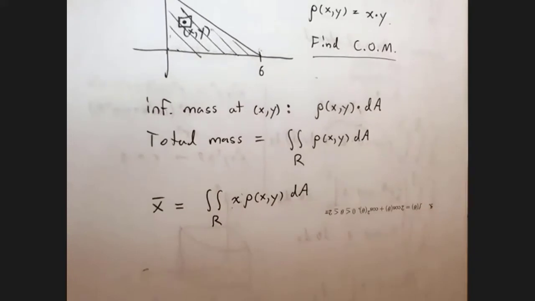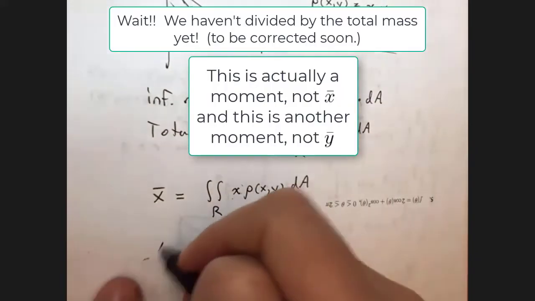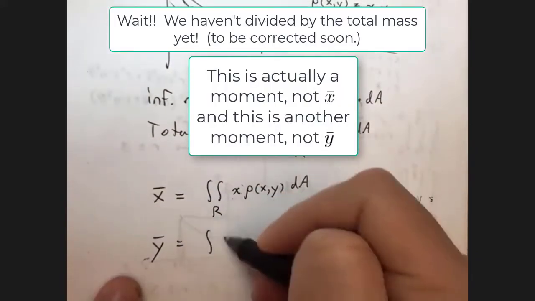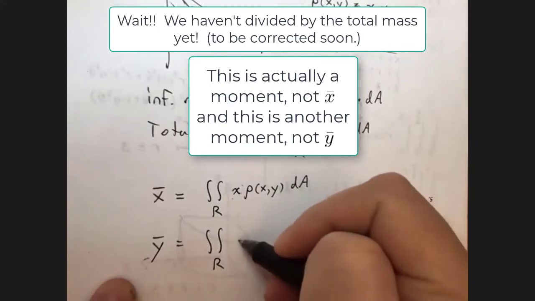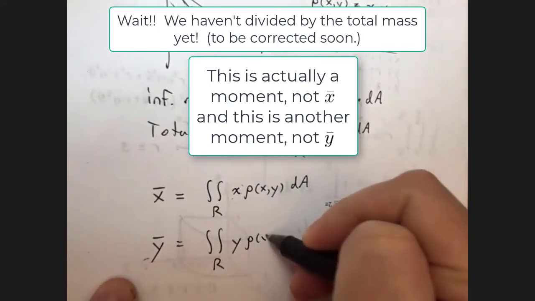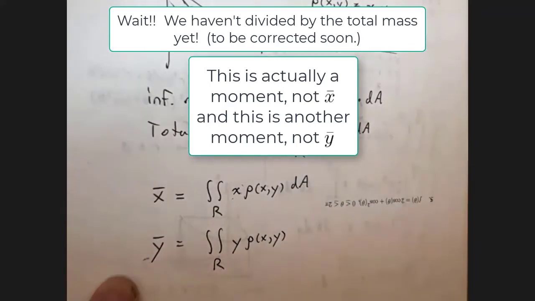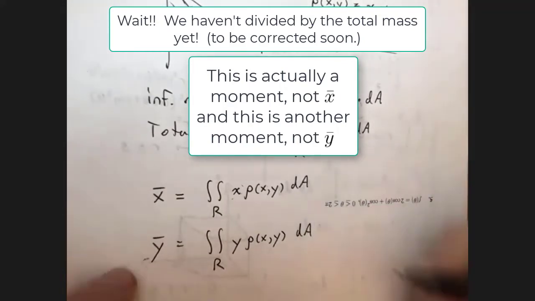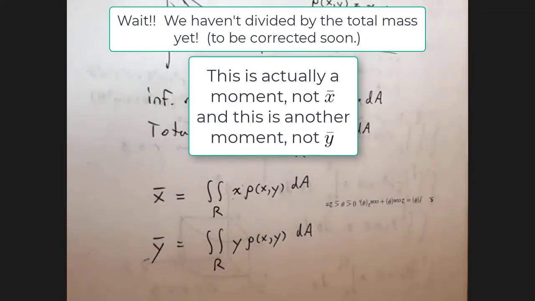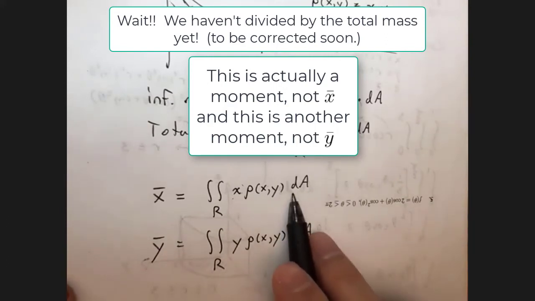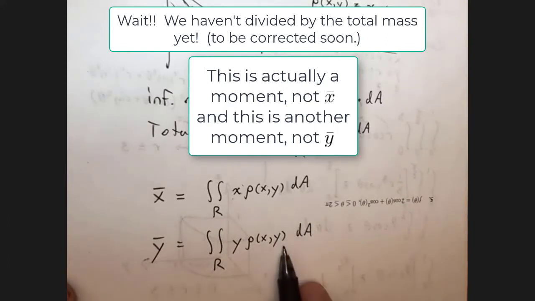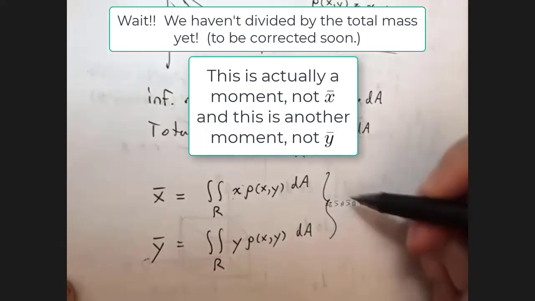All right? And then I can compute my y bar. My y bar is going to be the double integral, and you guessed it. I know you know what goes here. It's just going to be y times rho of (x, y) dA. So that gives me my x bar and my y bar. And they actually call this the y moment and this the x moment, which I find very confusing. So I'm not even going to write that down. I'm just going to say that these are the moments.